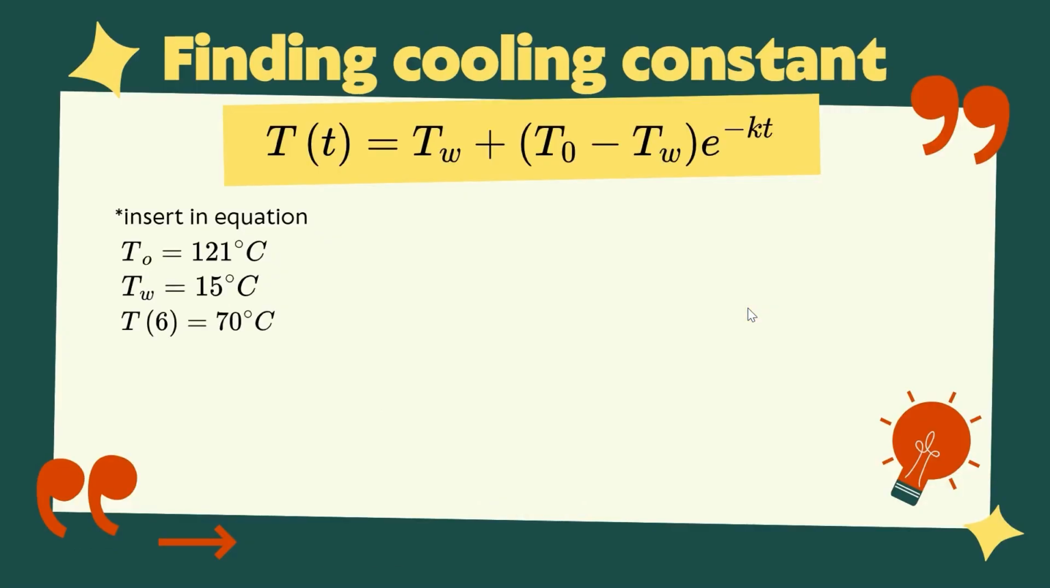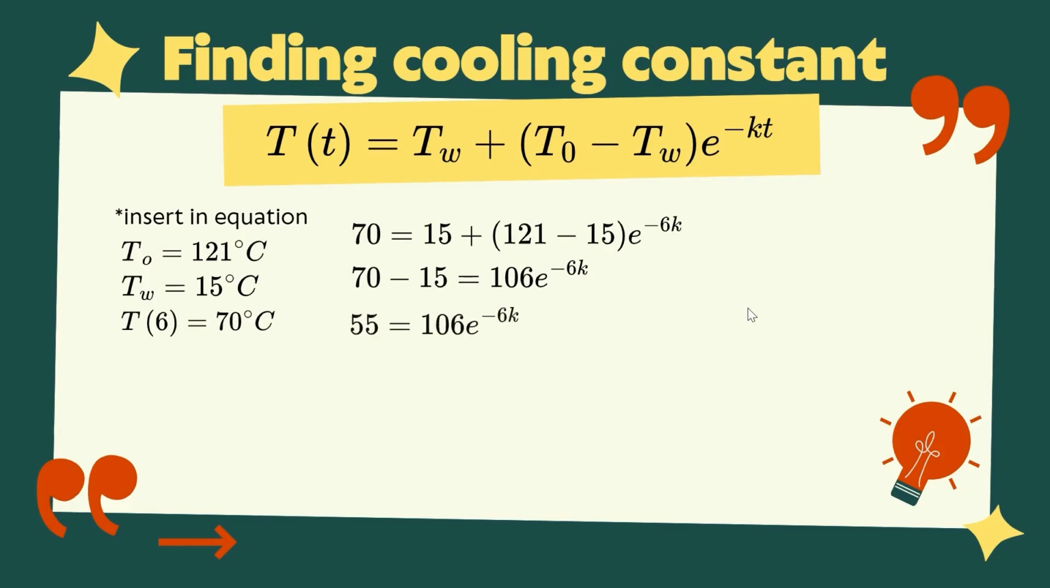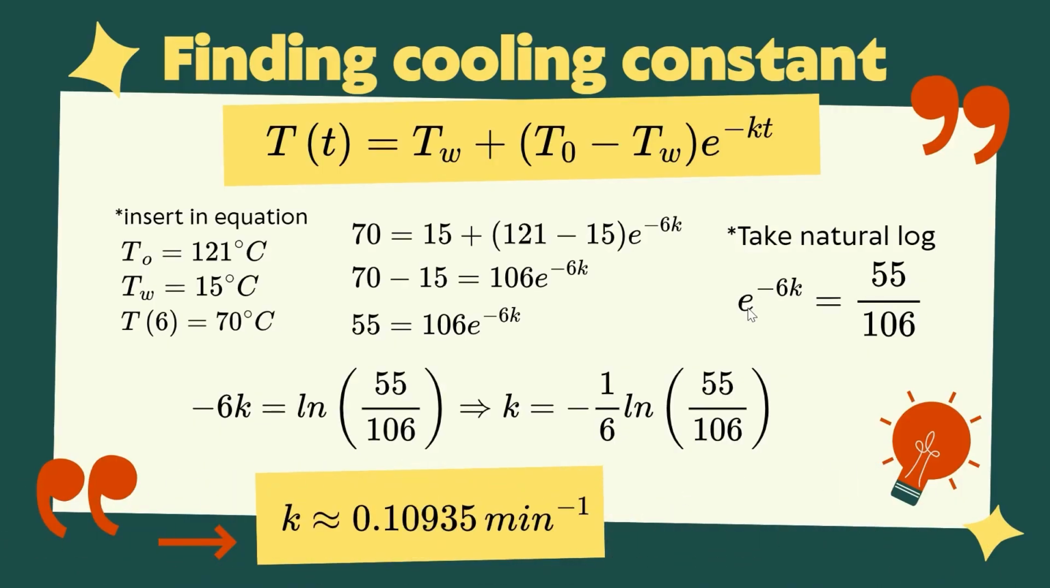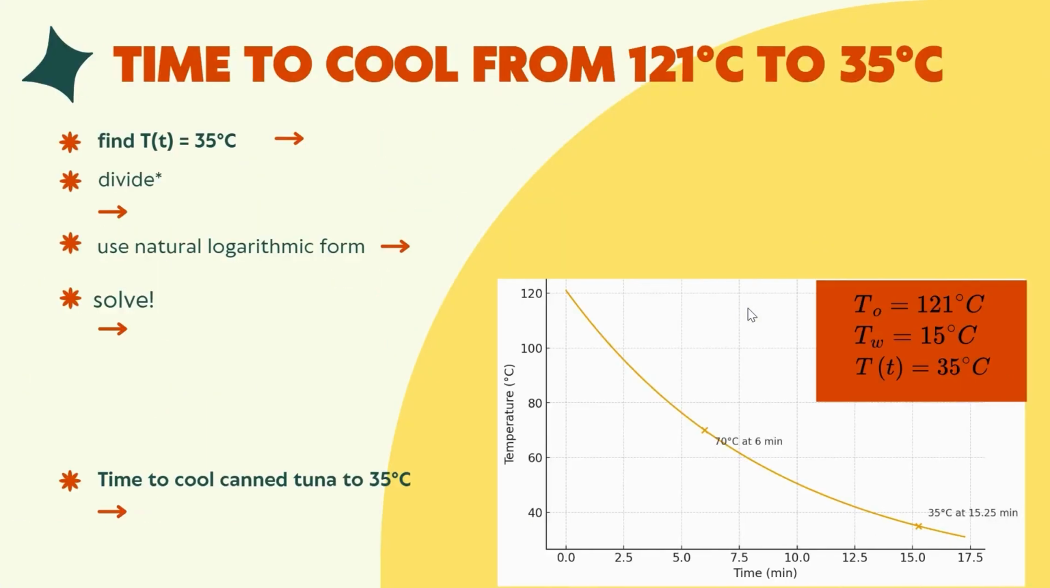Let's use that to find our cooling constant. Insert our equation, insert the numbers we have, take the natural logarithmic form, and we get k equals negative 1 over 6 ln(55/106). Using our calculator, we get k equals 0.10935 per minute. Now that we have our cooling constant, let's find our cooling time.